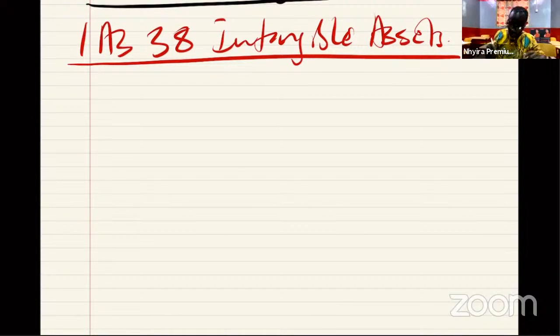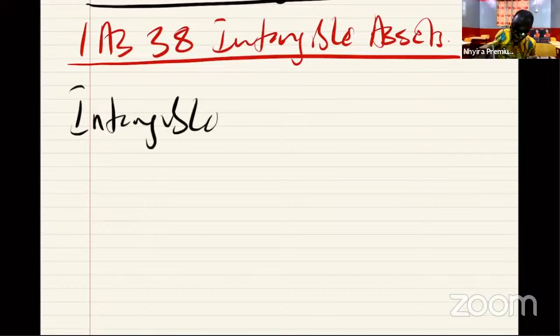So let's go. IAS 38. Now, the objective of IAS 38 is simply to prescribe the accounting treatment for intangible assets that are not dealt with in another IFRS. There are a lot of intangible assets, but the main objective of IAS 38 is to prescribe the accounting treatment of intangible assets that are not dealt with in other standards. But the key question we ask ourselves is, what are intangible assets?